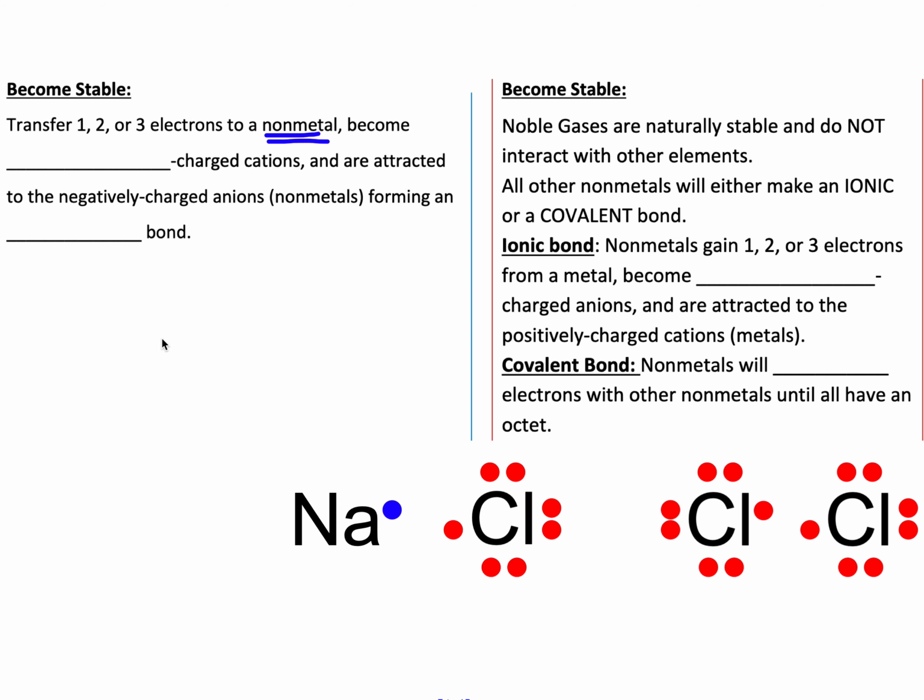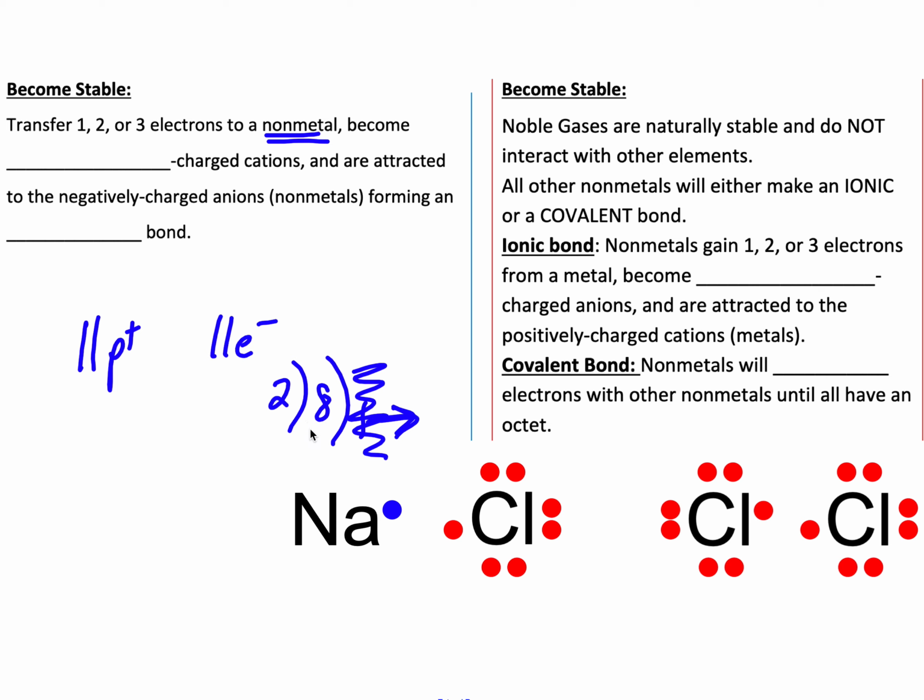So when sodium, in this case, has 11 protons and 11 electrons, it's not happy with that one valence electron. Remember its electron cloud: in the first energy level, there's two, then there's eight, then there's one. If it gets rid of this one, if chlorine, in this case a nonmetal, comes along and takes this one electron away, well, then it's gone. And now the second energy level, which has eight, becomes the outermost energy level. And it's filled. It's got eight, it's got the octet, and sodium's happy about this.